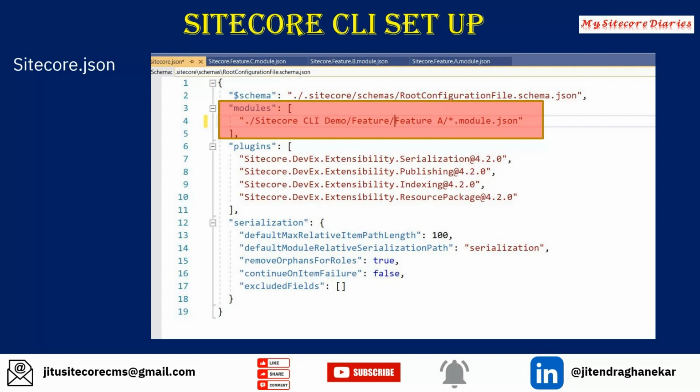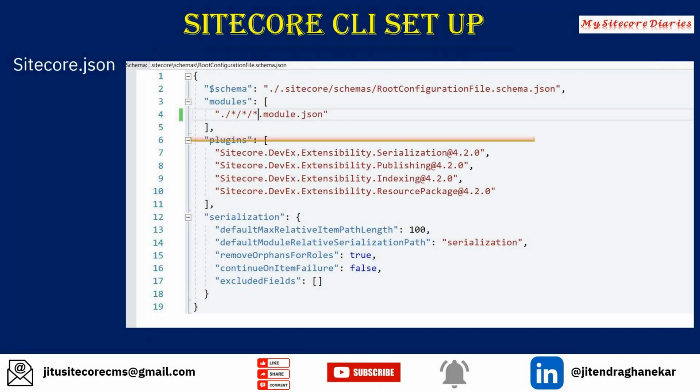But now you have the CLI demo, which is constant, and for all the files it will remain the same. But the feature can also be different, and feature A can also be different. So what I have done is I've used star everywhere. Any folder you create inside your project folder where you use module.json will be taken into consideration. So the Sitecore JSON file will read all the modules and generate a serialization if the file name is module.json. This is how you do the Sitecore JSON configuration.